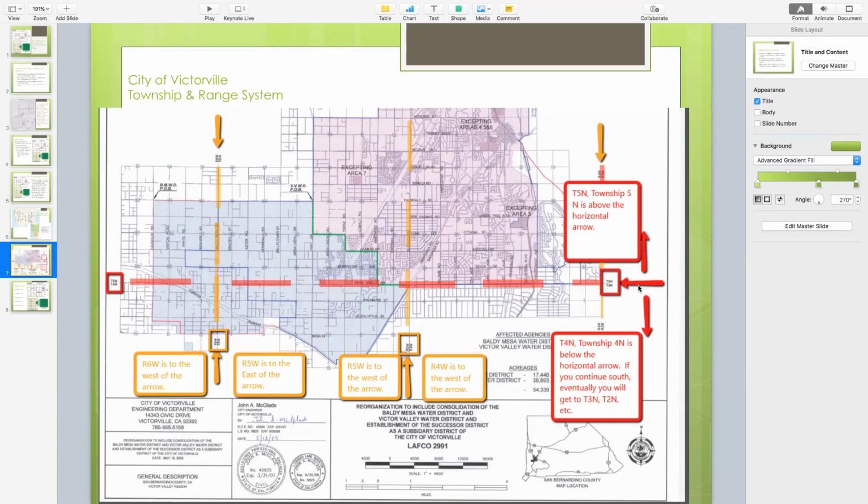Okay, so I've highlighted here in red, the red dashed line across the map, the division between two townships. So everything north of the red line is township 5 north, and we can see right here T5N. Then everything south of the red dashed line is township 4 north, T4N.